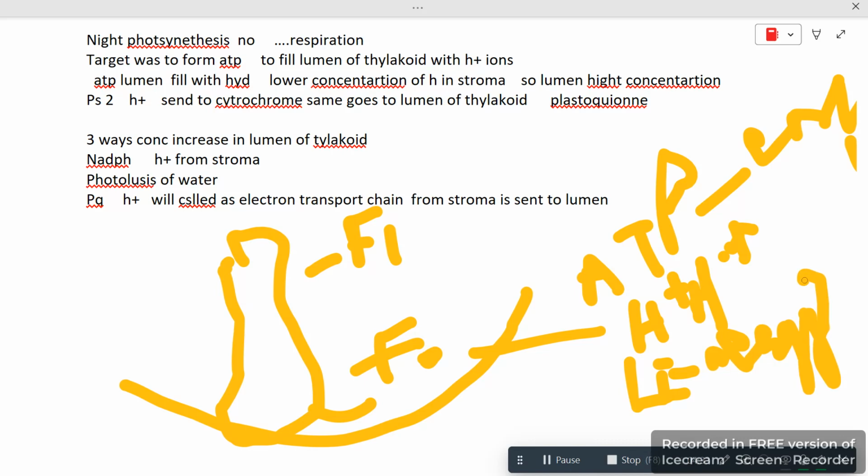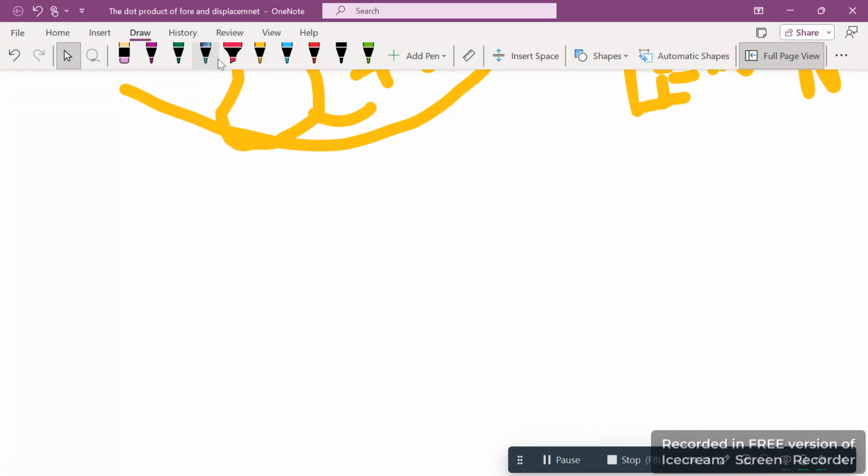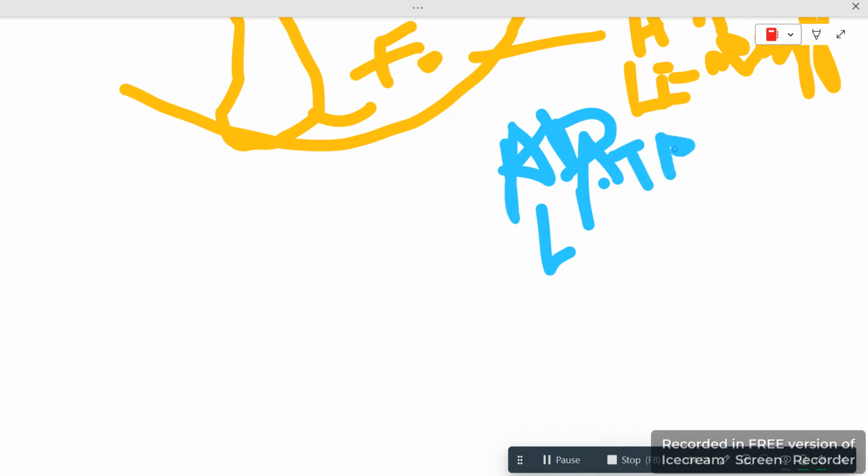And then ADP will be converted into ATP. Then ADP would be converted into ATP, and ATP will be made. This means our work is done. We completely made it: ADP plus phosphate is known as ATP. This will be made, and our light reaction ends.